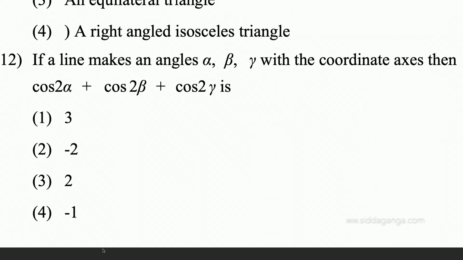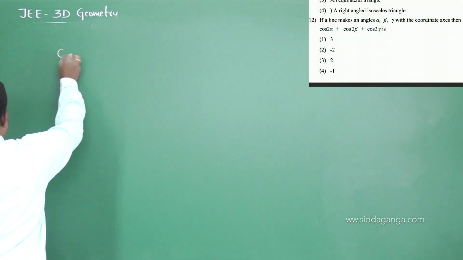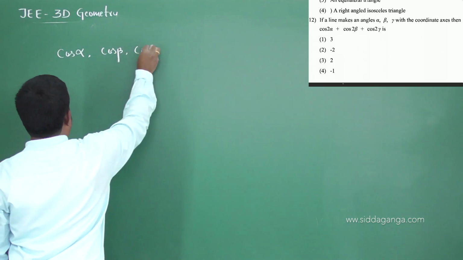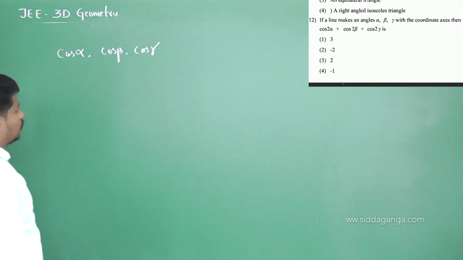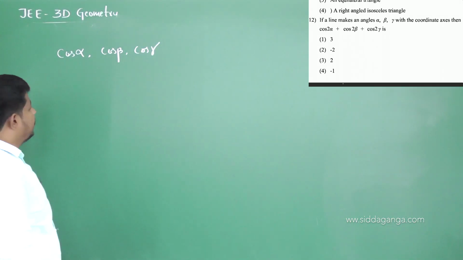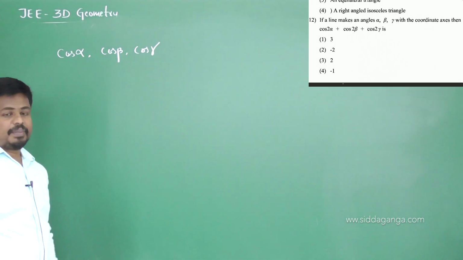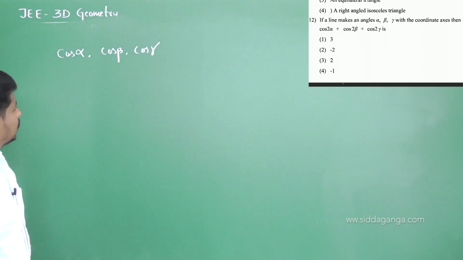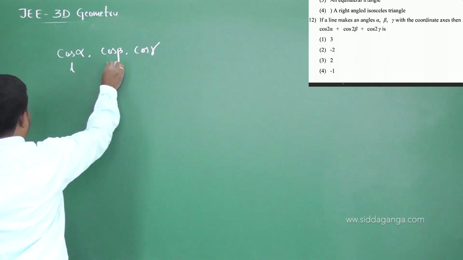Let's move on to question number 11. If a line makes angles alpha, beta, gamma with the coordinate axes, then find cos 2 alpha plus cos 2 beta plus cos 2 gamma. This is a standard result, students. Cos alpha, cos beta and cos gamma represent the direction cosines of a line. Alpha, beta, gamma are the angles made by the line with the positive directions of the x, y, z axes respectively, right? So we denote these by L, M and N.